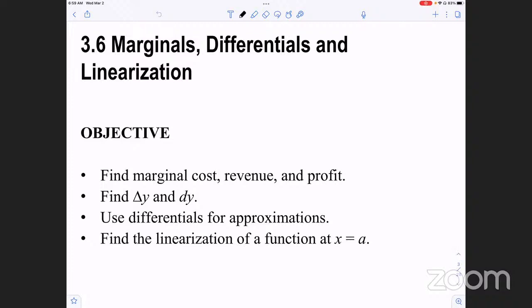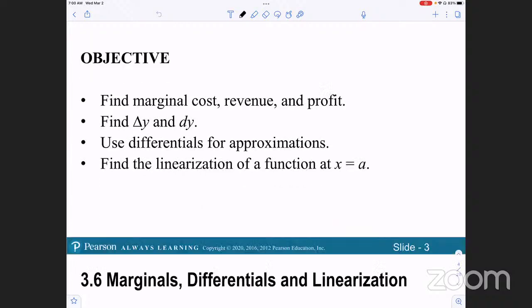Okay, so 3.6 marginals, differentials, and linearization. A few objectives. We'd like to find marginal cost, revenue, and profit. We'd like to find delta y and dy. We'd like to use differentials for approximations, and we'd like to find the linearization of a function at x equals a.